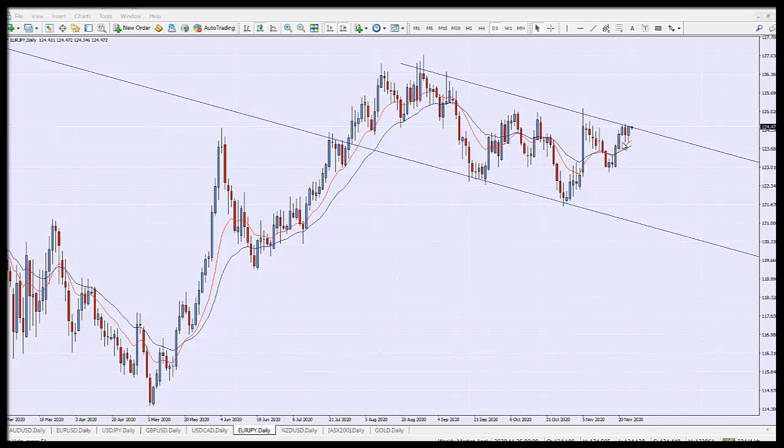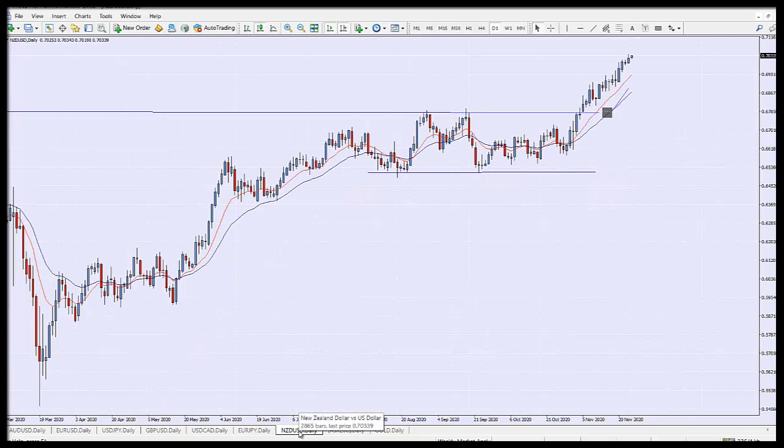So what we're going to do with the euro yen is let's just put it on standby. Let's just monitor it and let's see what develops next before we look at our next trade opportunity. Okay, let's move along and let's have a look at the Kiwi USD.